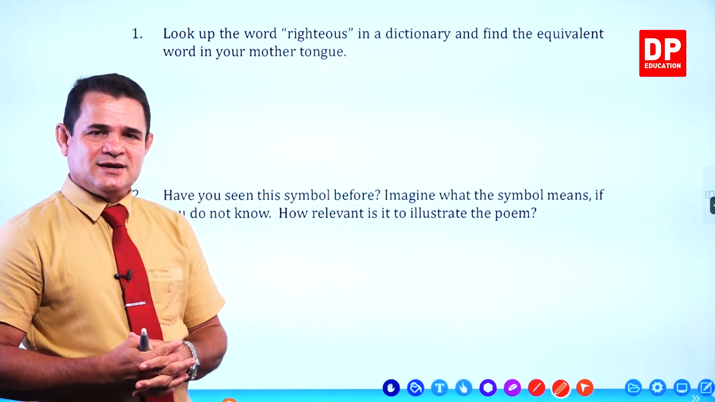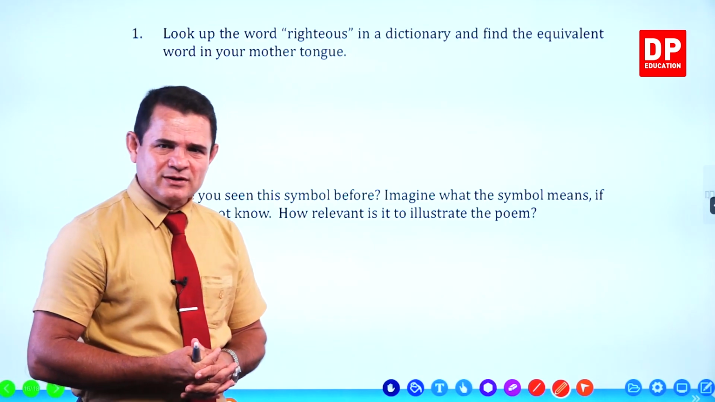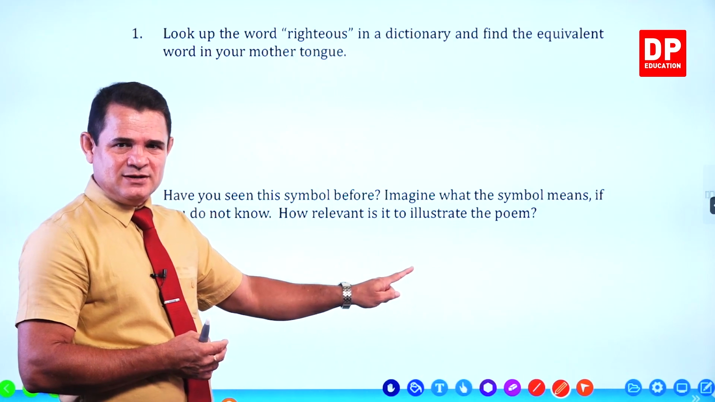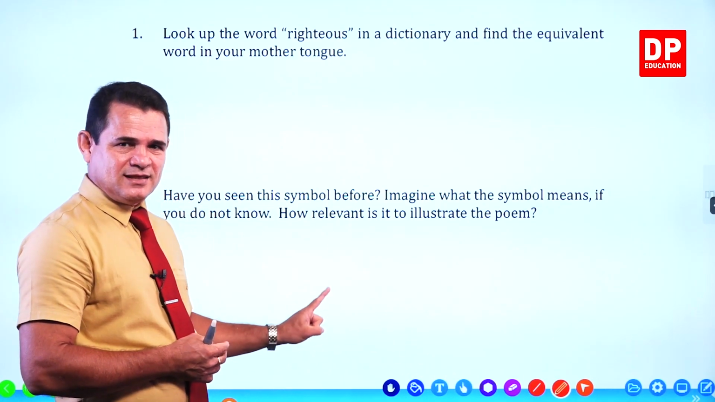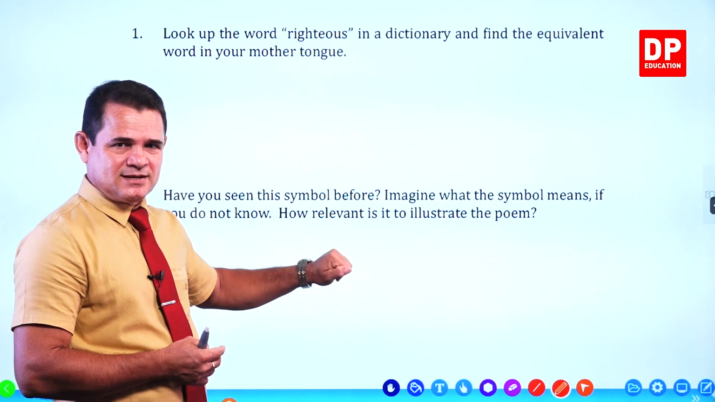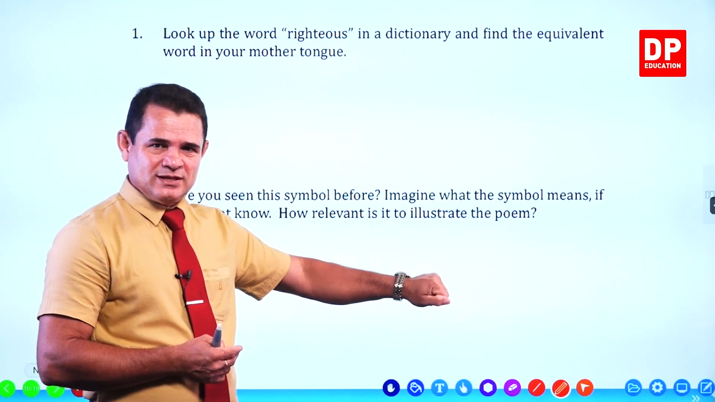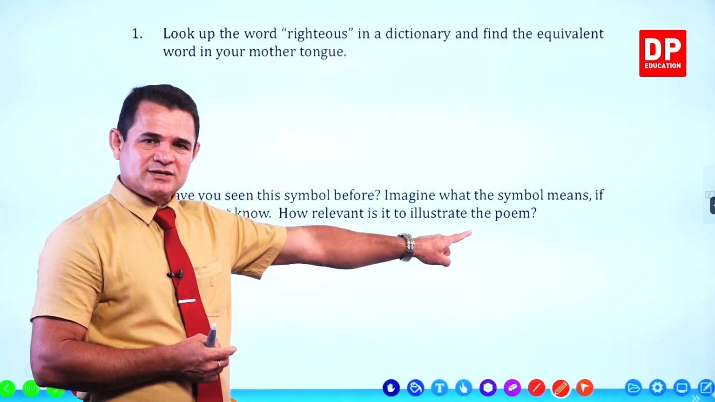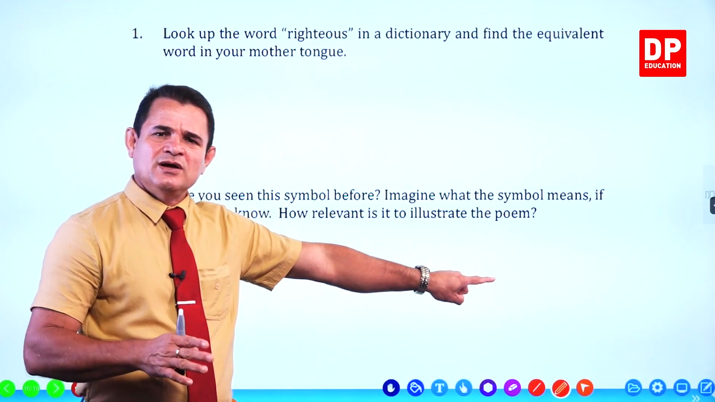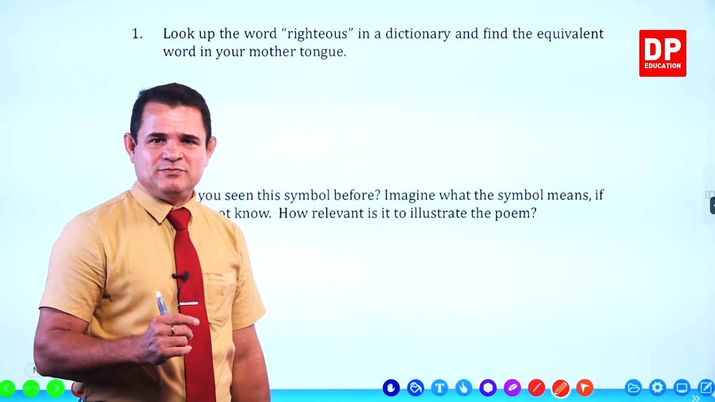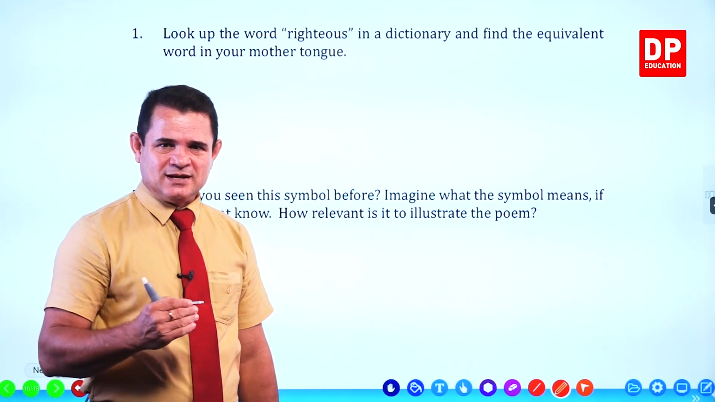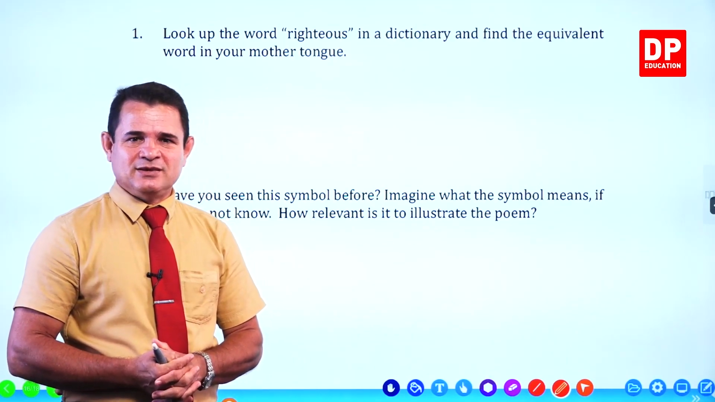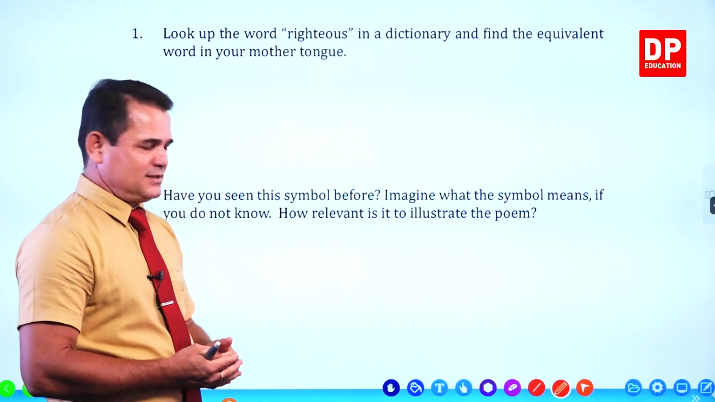Just give your idea. You can agree or say I think it is a really good symbol to illustrate the poem, or I don't think it is good. Discuss that with your friends in your groups. So you can give any idea.